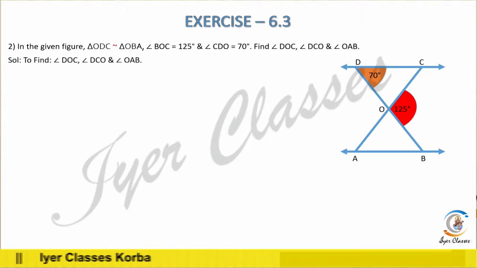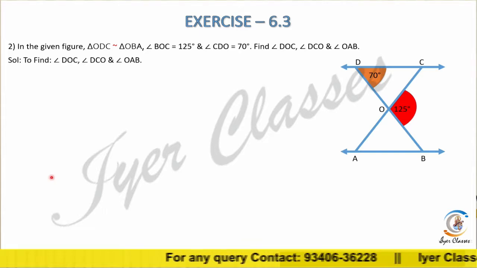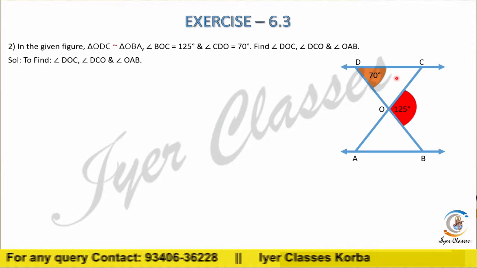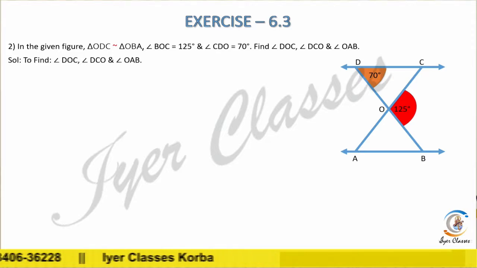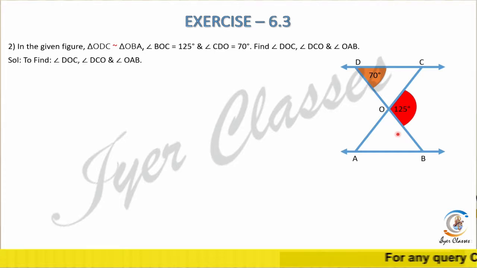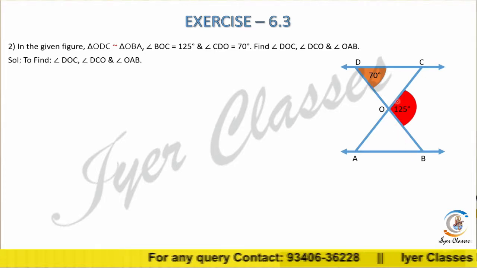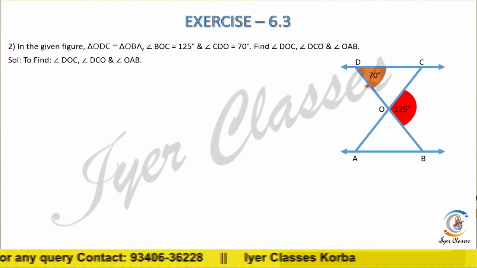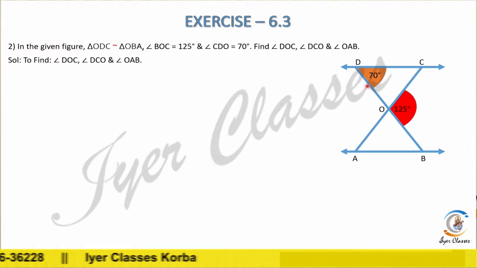For this, look at the diagram carefully. You're given two similar triangles, right? What are the two similar triangles which you're given? This is one of the triangles, triangle ODC, and this is triangle BOC. Now you're given that angle BOC is equal to 125 and this angle is 70. Now look at this line OB.